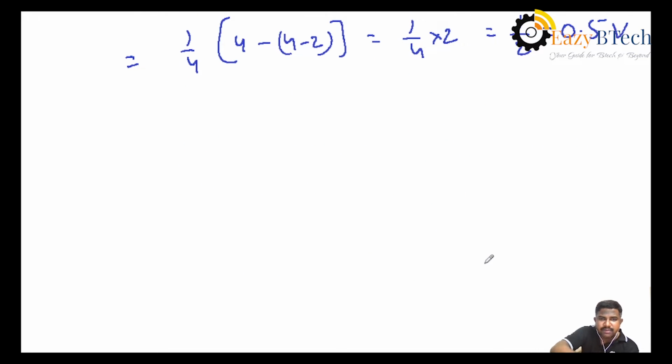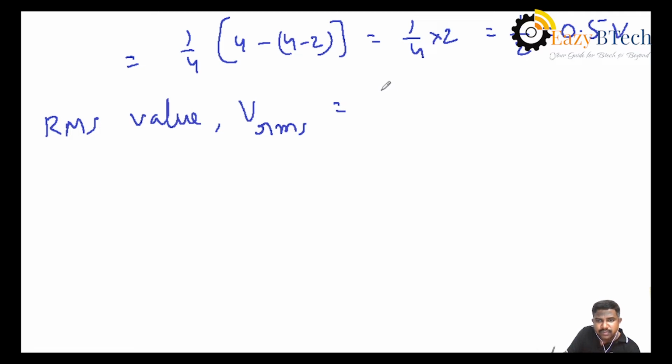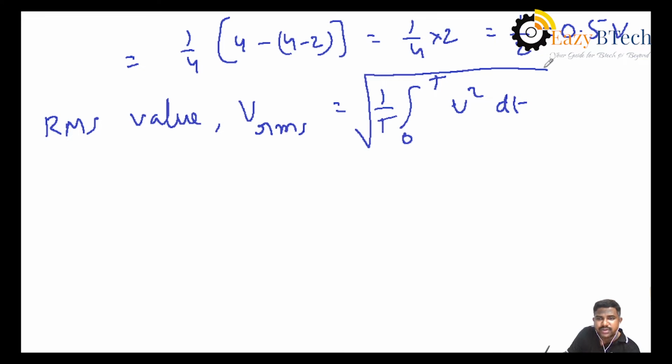Okay, after finding the average value like this, then we have to find the RMS value. That is VRMS. We know the formula: 1 by T, 0 to T, function square, V square into dt, for the whole function square root. Don't forget to write the square root in every step.